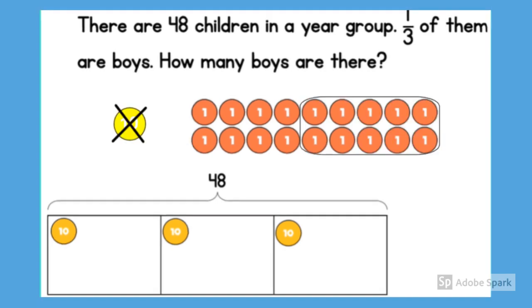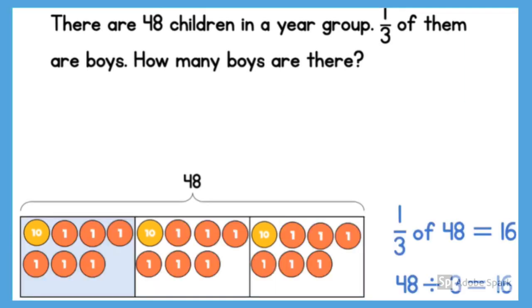Yes, that's correct. I need to exchange my 10 place value for 10 one counters. And now I can share out my place value counters of ones into each of the 3 equal parts. One of the parts is equal to 1/3 of 48. 1/3 of 48 is therefore 16. 48 children divided by 3 equals 16. 16 boys are in the year group.